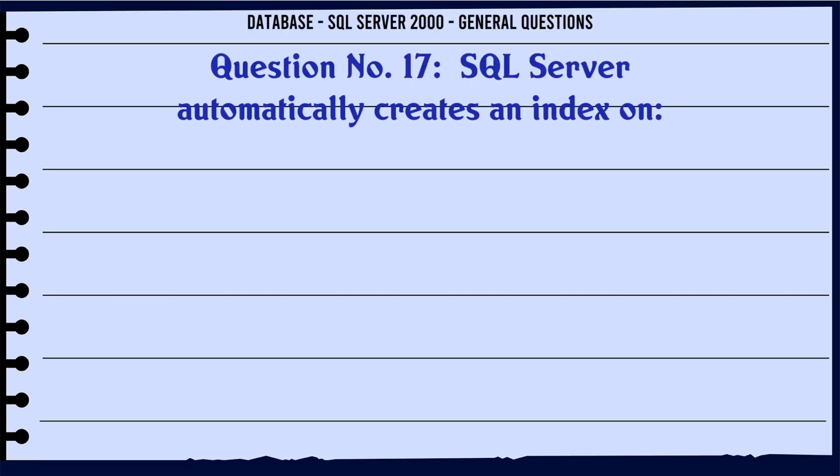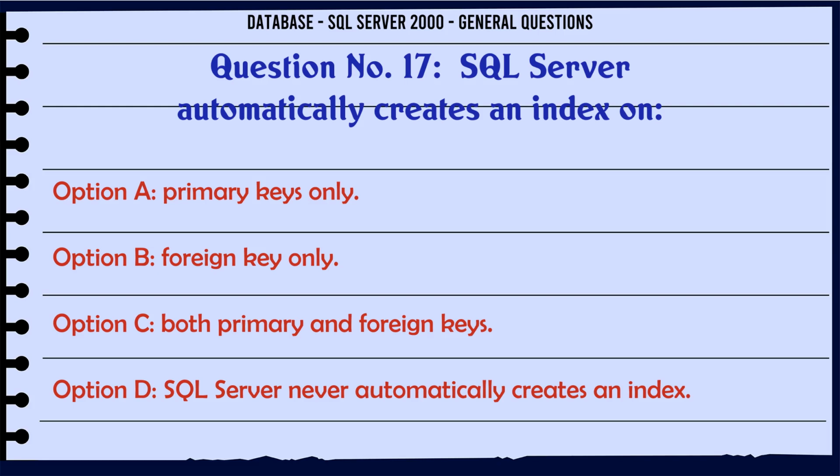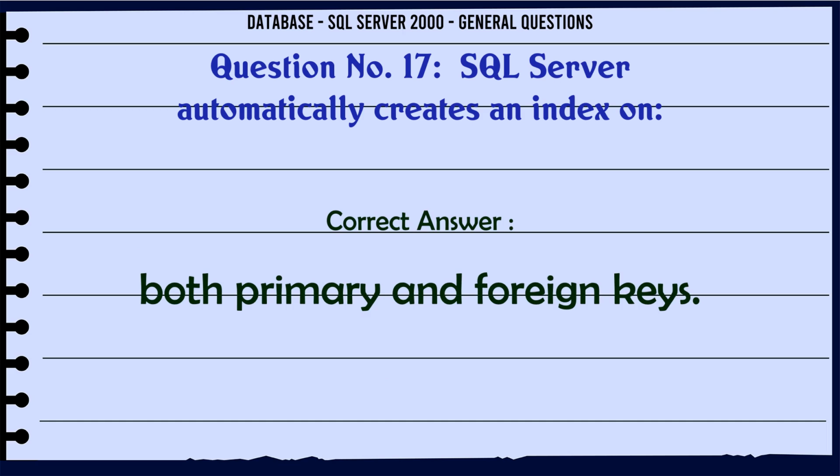SQL Server automatically creates an index on A. Primary keys only. B. Foreign key only. C. Both primary and foreign keys. D. SQL Server never automatically creates an index. The correct answer is both primary and foreign keys.